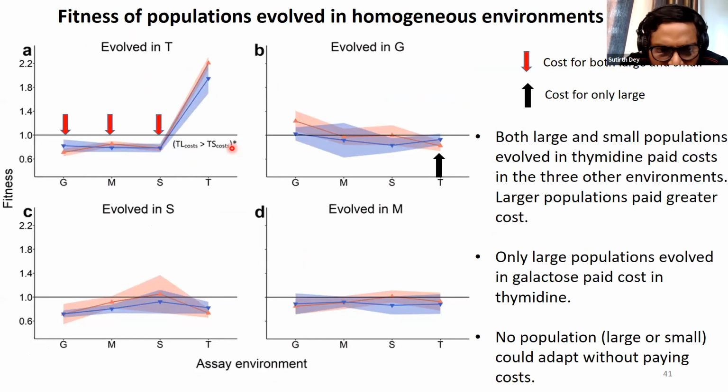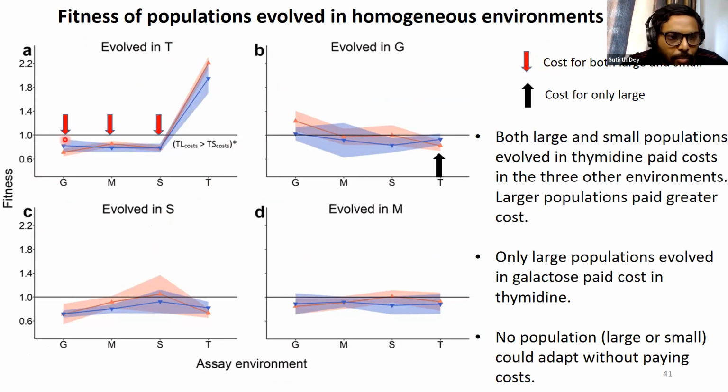So this is a slightly busy graph, but I'll try to walk you through this. Here we have 4 panels. In each panel, what we have is populations evolved in a particular homogeneous environment: thymidine, galactose, sorbitol, and maltose. You have fitness on the y-axis, and the assay environments, galactose, maltose, sorbitol, and thymidine, on the x-axis. And you have 2 kinds of arrows.